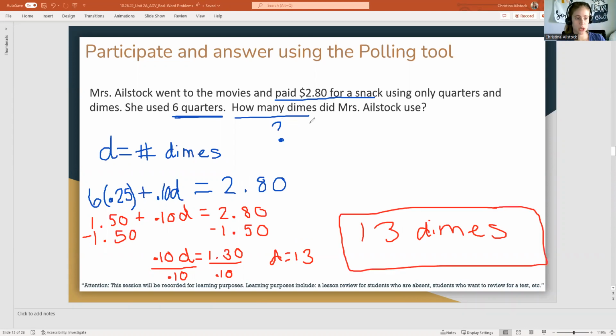If I look back up at my question, that matches. I wanted to know how many dimes. Looky there, that's what I figured out.